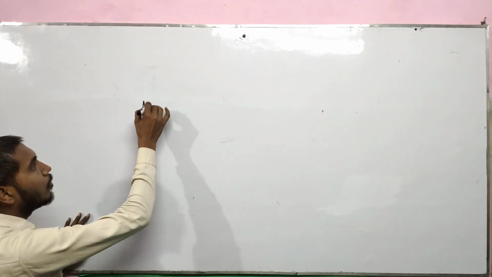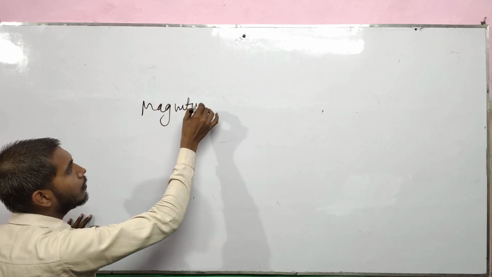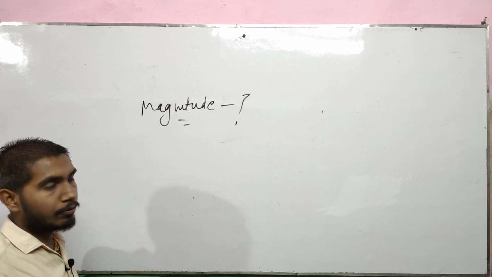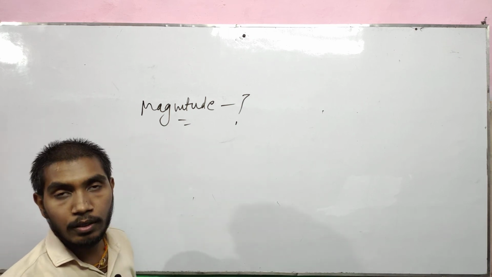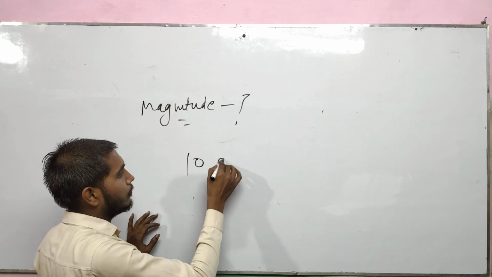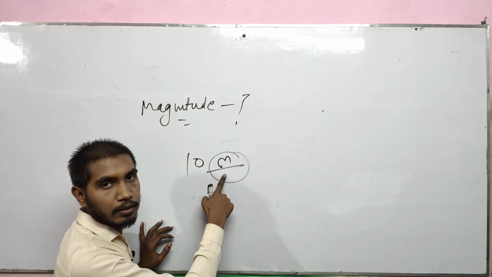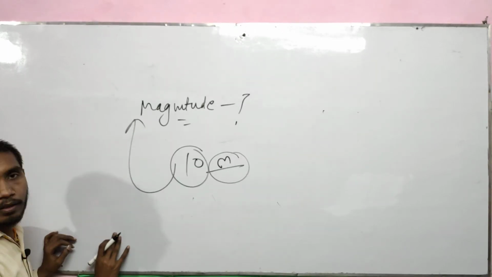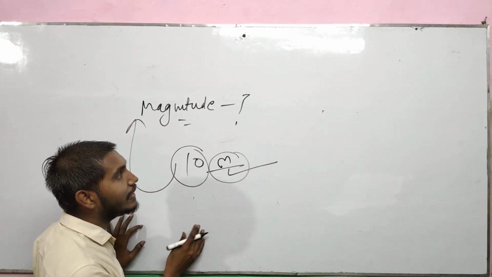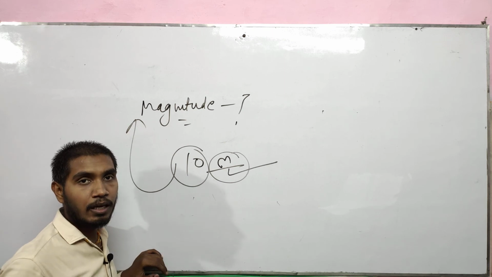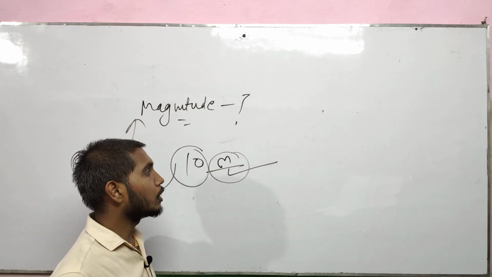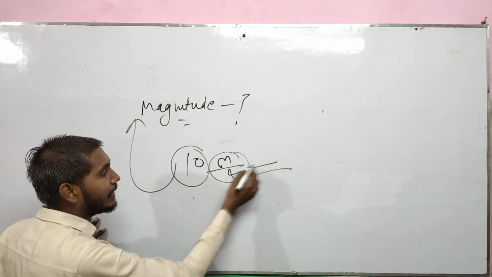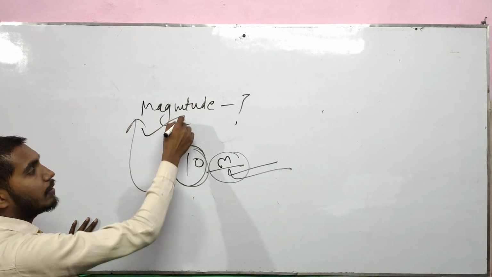And now, what is magnitude? Try to understand. 10 meter. Meter is the unit, the standard, and 10 is the magnitude. How many times is the unit involved in the measurement? Meter is involved 10 times. So this is magnitude.